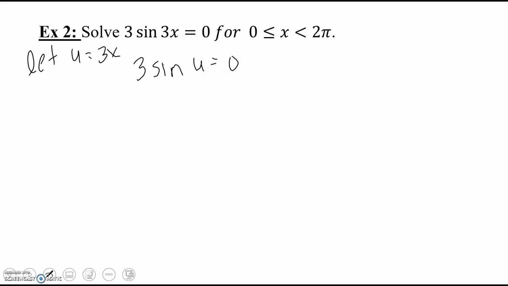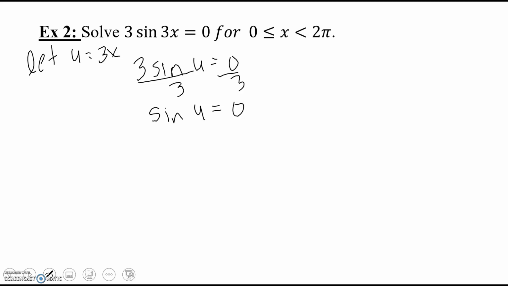And so I want to solve for sine. So I'm going to divide both sides by 3. And so I get sine of u is equal to 0, because 0 divided by 3 is 0. And so now I want to think about all of the places where the sine is 0.